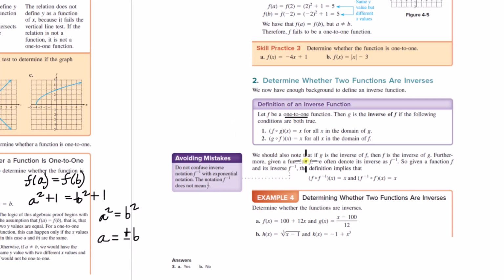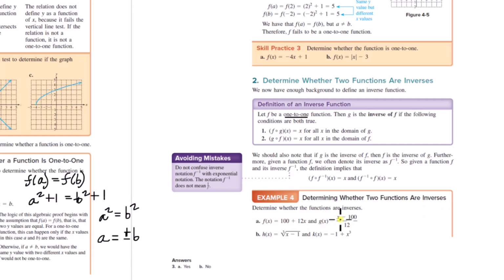We should also note that if g is the inverse of f, then f is the inverse of g. If you find that f is a one-to-one function and you get its inverse g, then the inverse of g is also f. That must be the case. Furthermore, given a function f, we often denote its inverse as f to the minus 1. So the definition implies that f of f to the minus 1 of x is equal to x, and f to the minus 1 of f of x is equal to x.